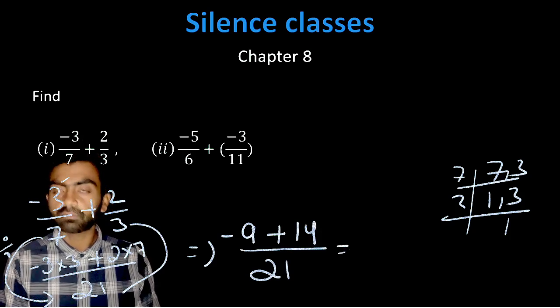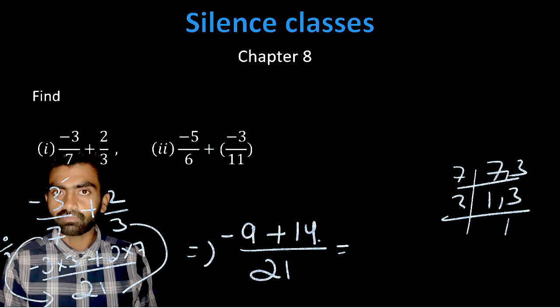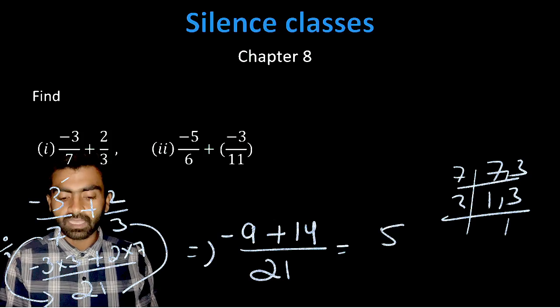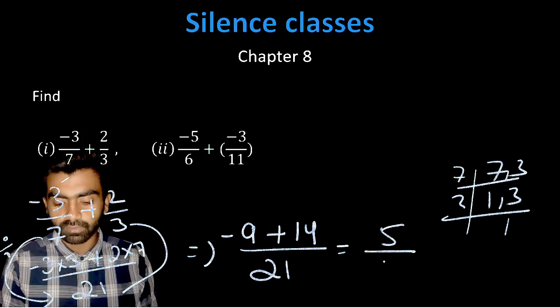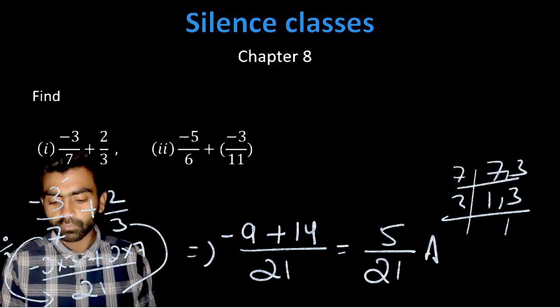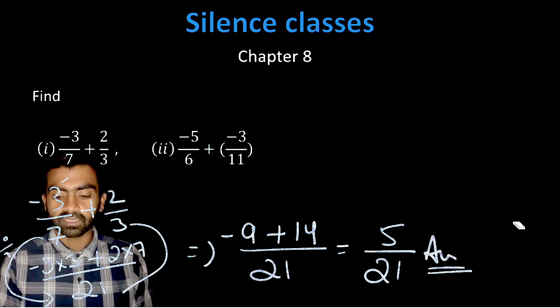Plus minus minus, but we will subtract. First of all we will get 5, and we will put the sign of the bigger number. The plus is the bigger number, so we will put the plus sign, and we don't have to put any sign. It means we will get 5 upon 21 as the answer. I hope you guys understood how we have done it.